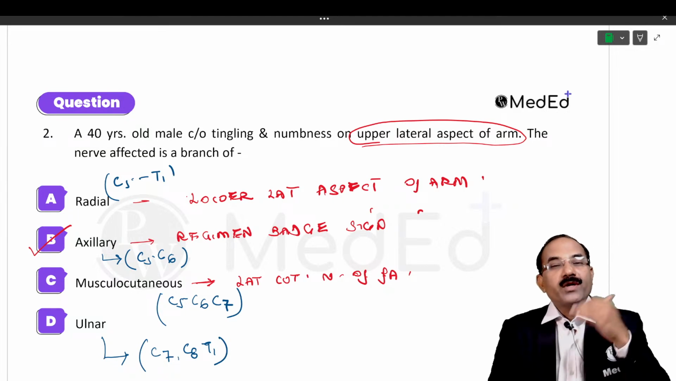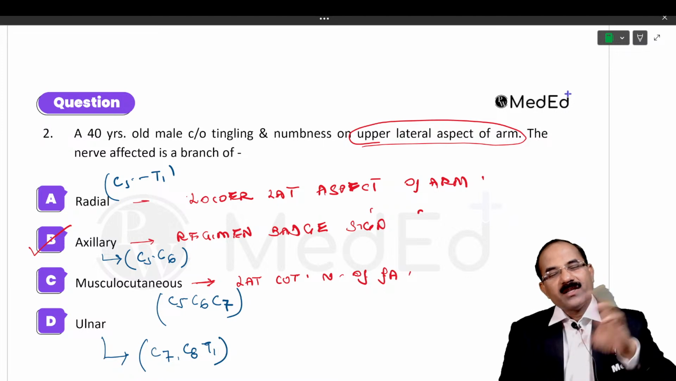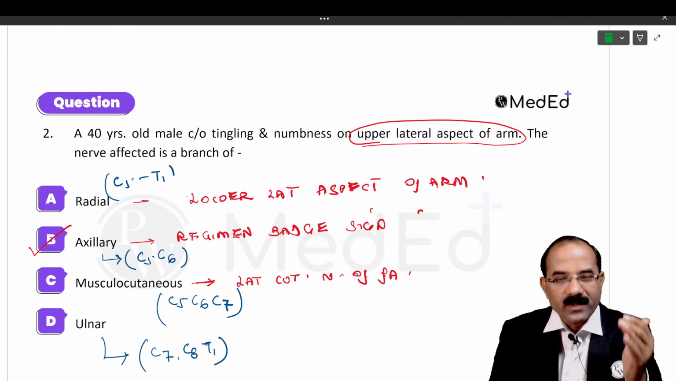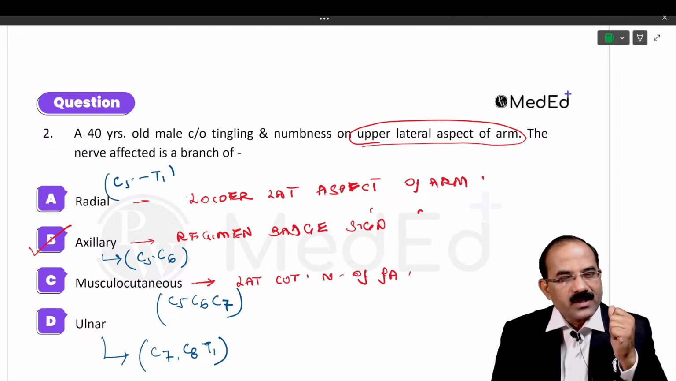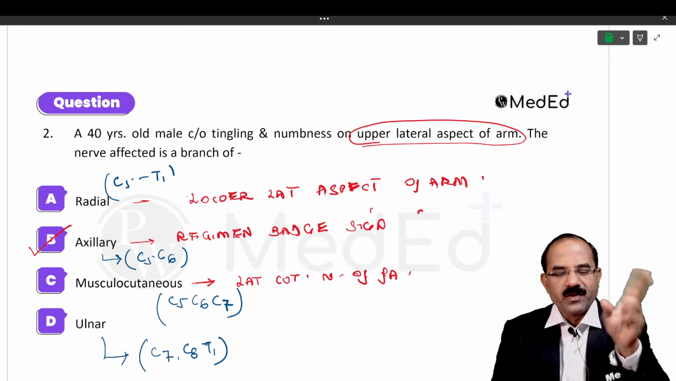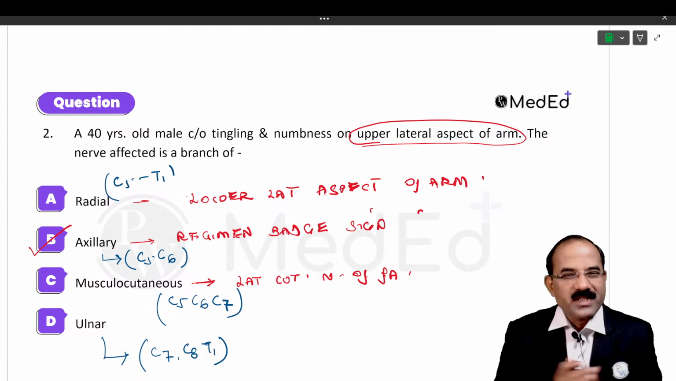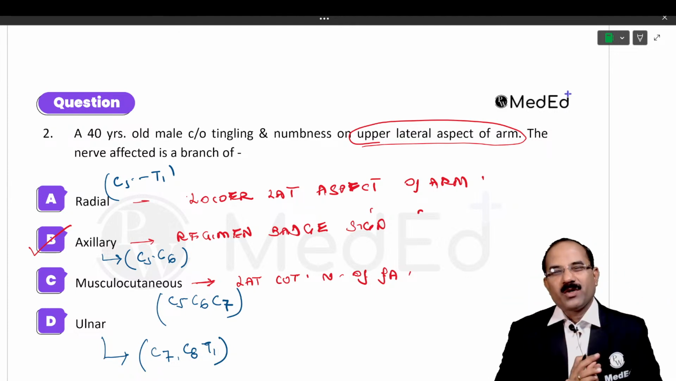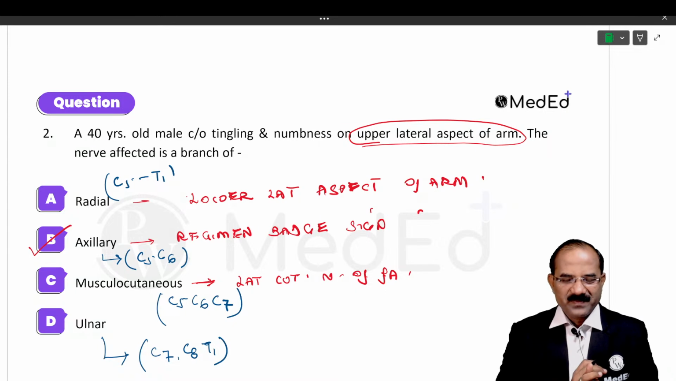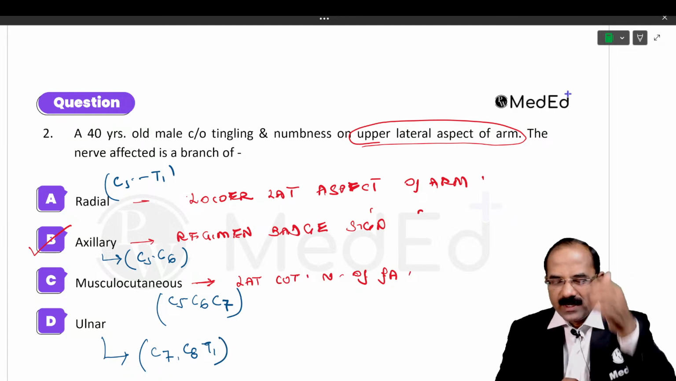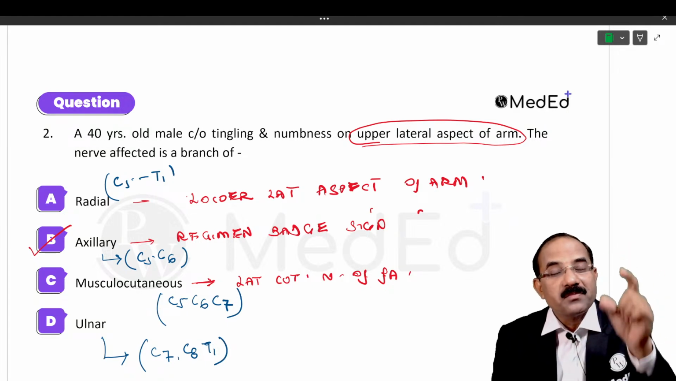So the radial nerve is a continuation of the posterior cord. The root value of the radial nerve is C5 to T1. Is there any other nerve whose root value is C5 to T1? All the roots. One is the radial nerve which has C5 to T1. Any other nerve? Yes, Jishan. Any guesses? C5 to T1 is present in two nerves. One is the radial nerve, and the other nerve is the median nerve.